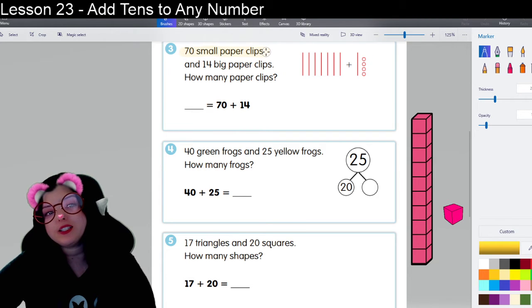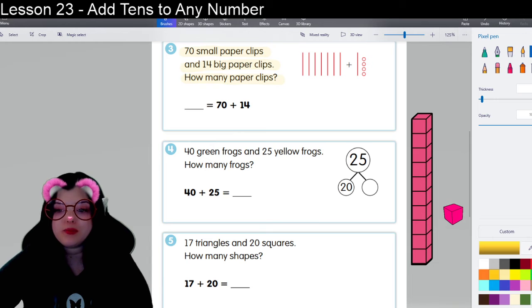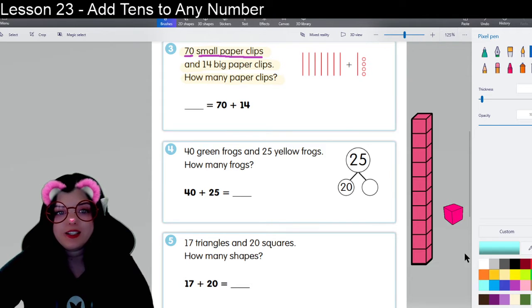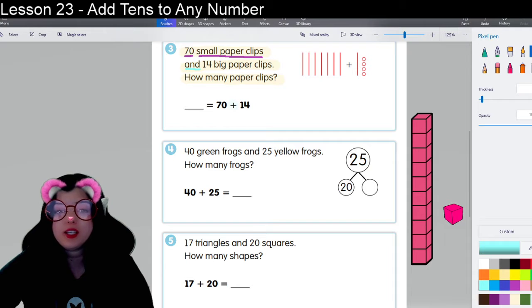70 small paper clips and 14 big paper clips. How many paper clips? Let's go back and underline the important information. 70 is the number, small paper clips is the object, and is an important math vocabulary word. It tells me that Gus the Plus is somewhere nearby and ready to bring numbers together.